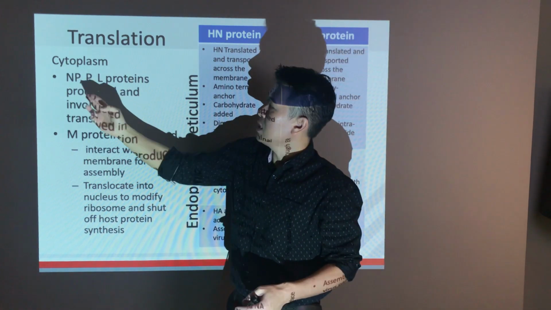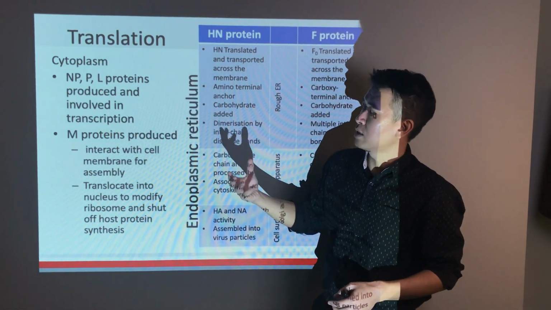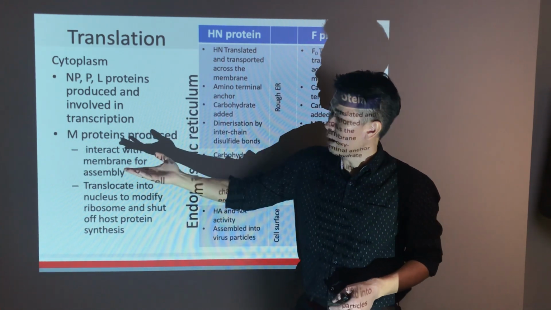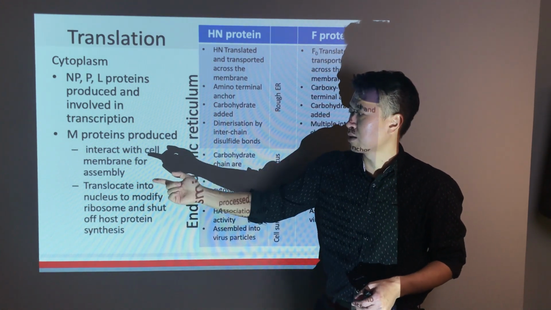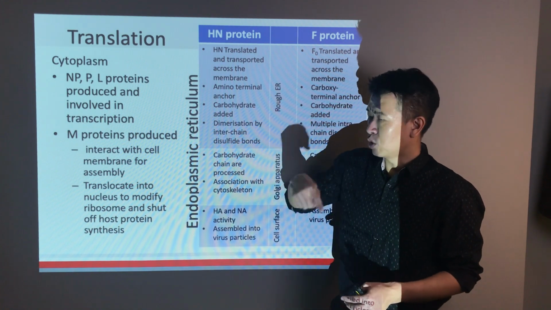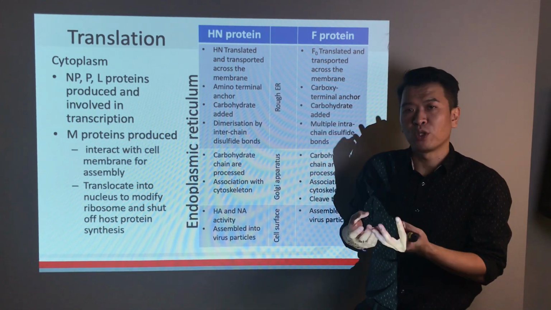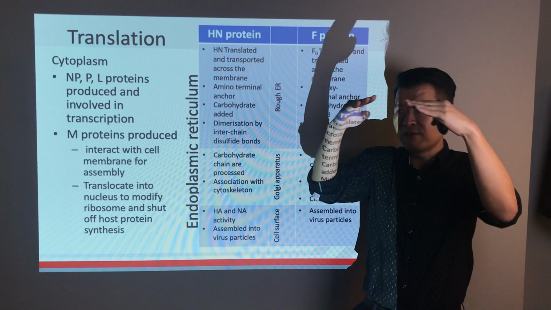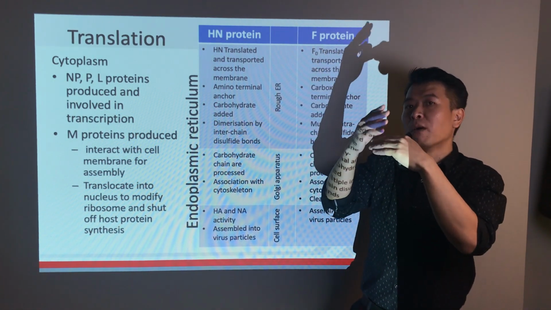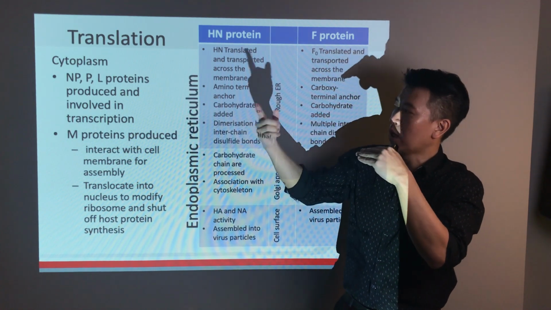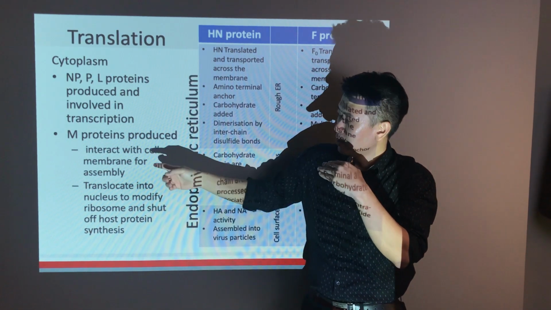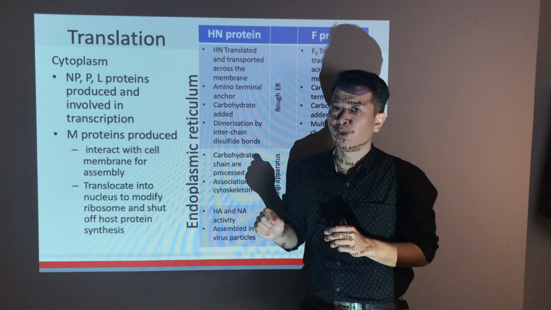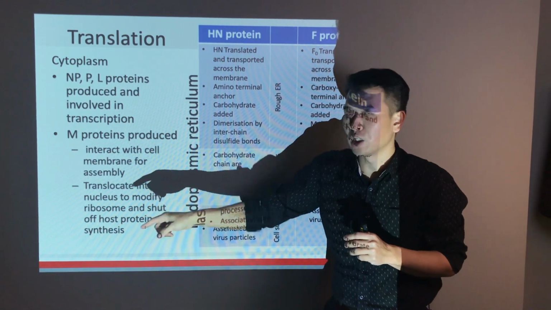And what happened? NP, P, and L are all proteins that will be produced in the cytoplasm and will remain in the cytoplasm. M protein will be produced, but this M protein will interact with the cell membrane for assembly. So during translation, the M protein is produced, and immediately goes underneath the membrane and surrounds it, getting ready for budding. Whereas the rest will continue to undergo transcription. Alright, we also noticed that the M protein not only interacts with the cell membrane, we found that some of the M protein translocates itself into the nucleus.